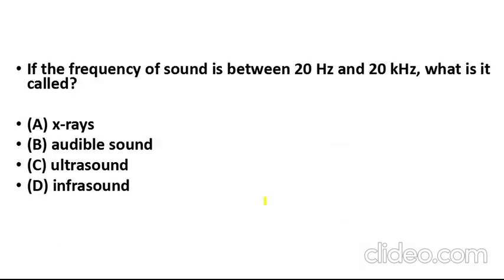So we have next MCQ. If the frequency of sound is between 20 Hz and 20 kHz, what is it called? X-rays, audible sounds, ultrasound या infrasound. So the correct answer is option B, audible sounds, जो हम सुन सकते हैं इंसान.